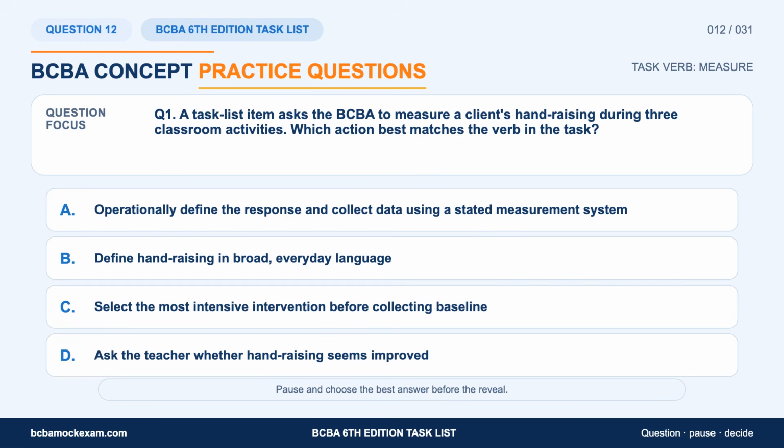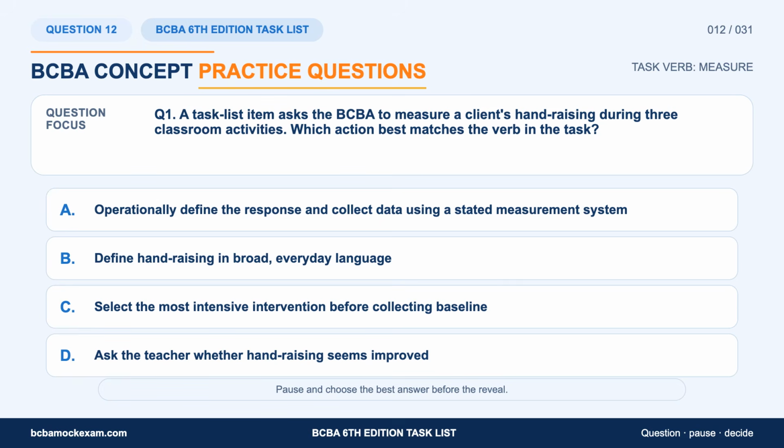Which action best matches the verb in the task? A. Operationally define the response and collect data using a stated measurement system. B. Define hand-raising in broad, everyday language. C. Select the most intensive intervention before collecting baseline. D. Ask the teacher whether hand-raising seems improved.